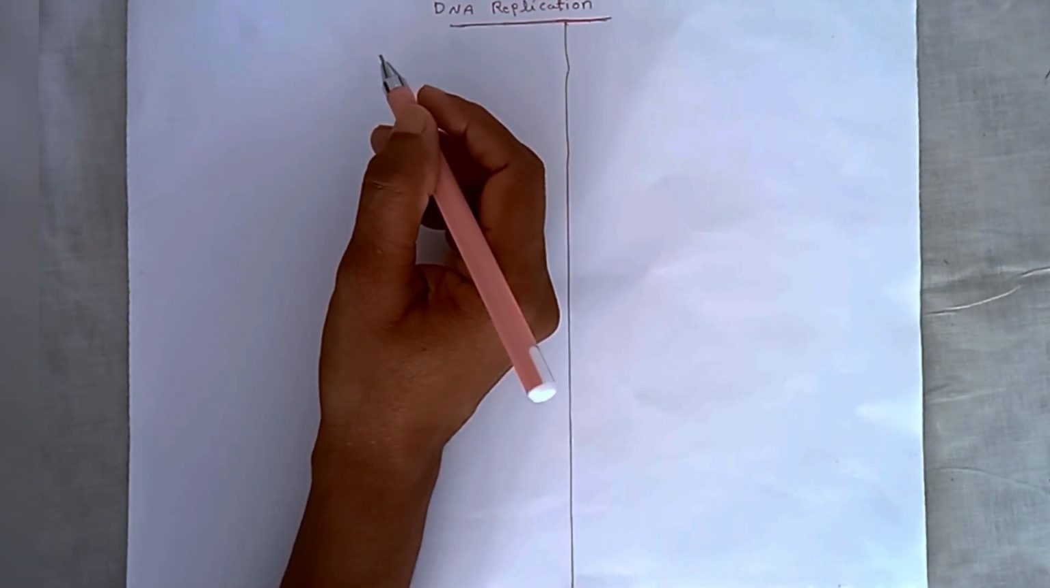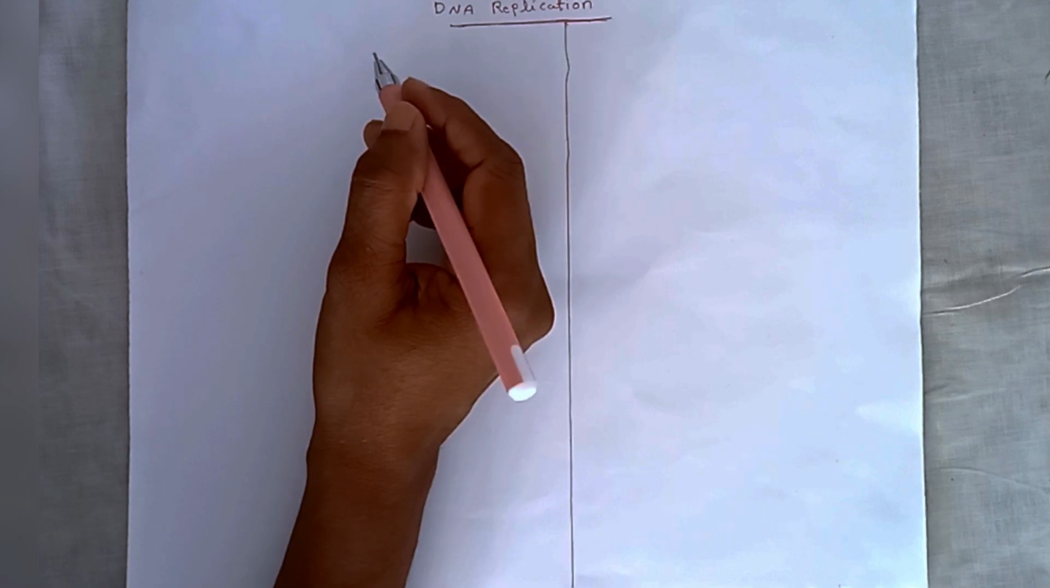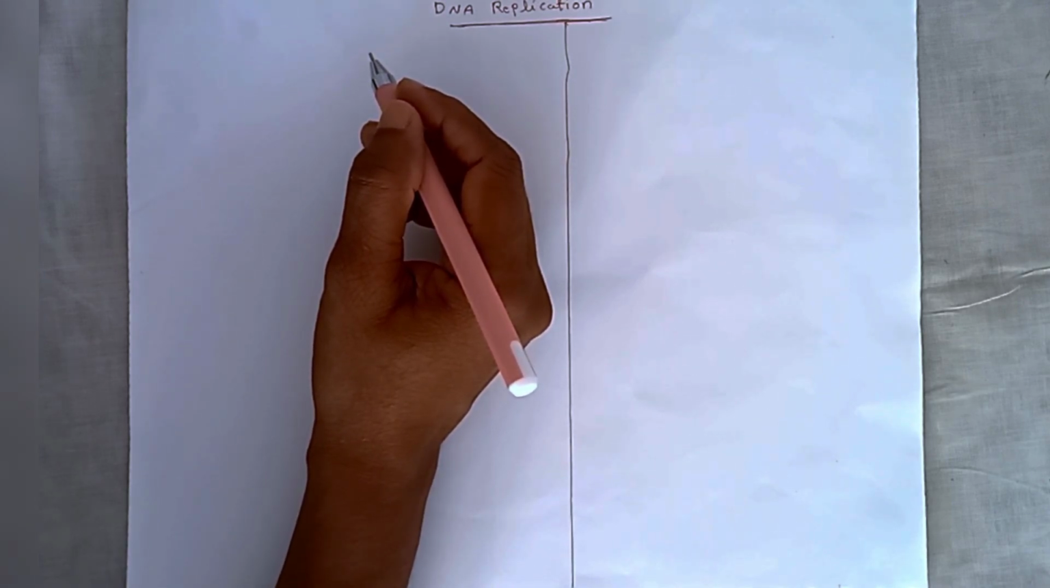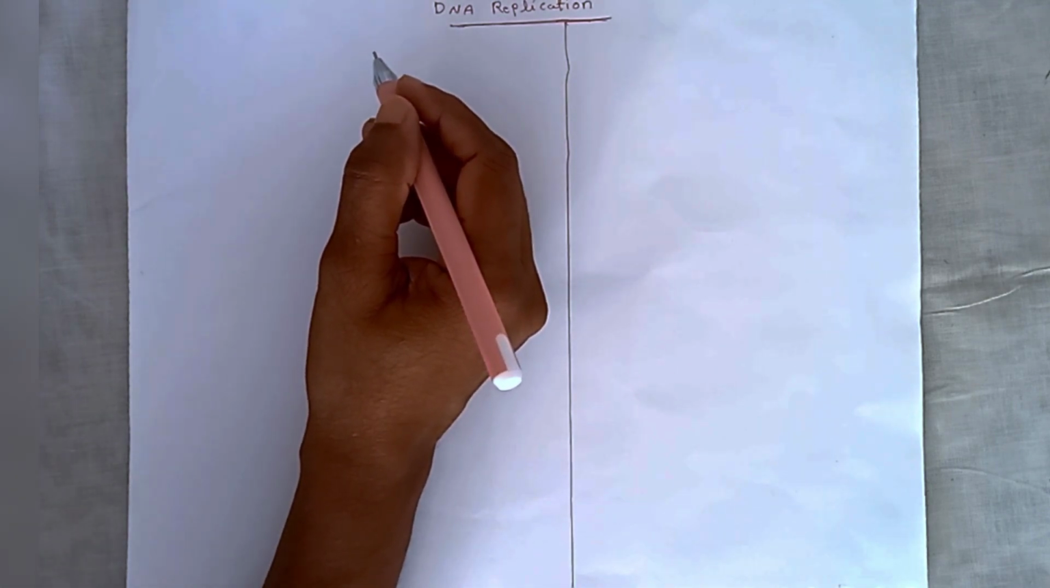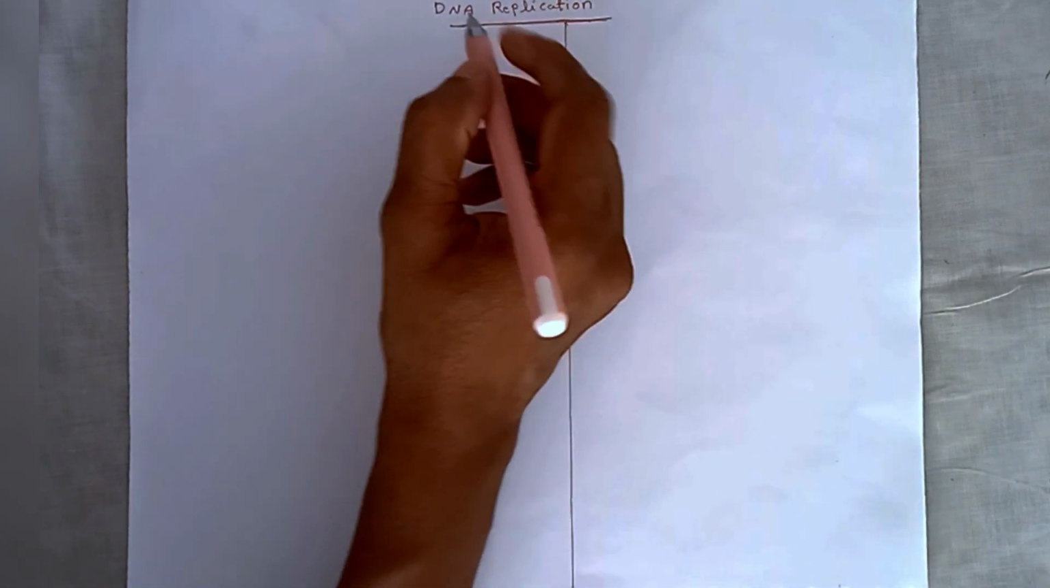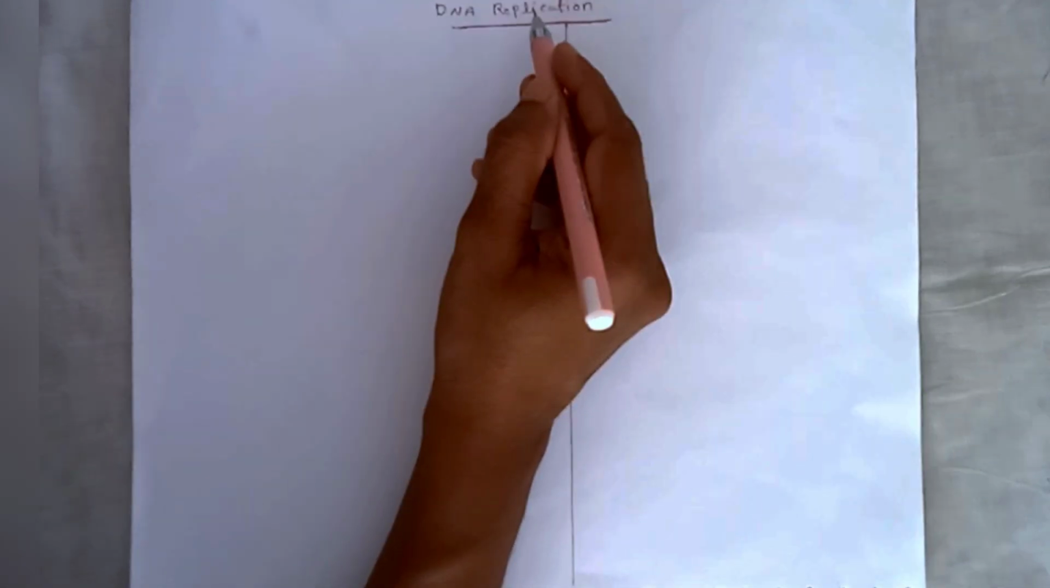Today we discussed the various steps of DNA replication. We already know DNA is the genetic material for all living organisms except retroviruses. There are mainly three steps in the process of DNA replication.